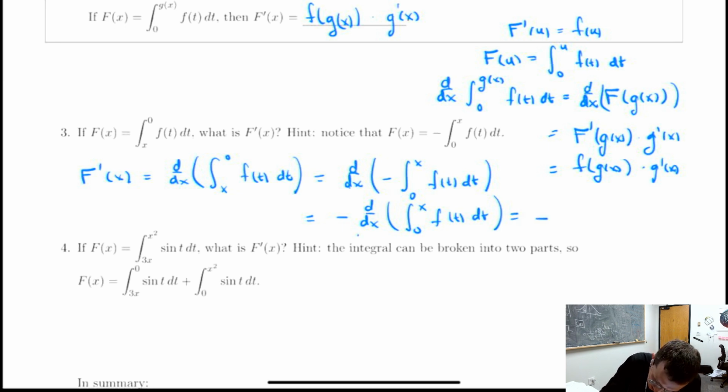So this gives us little f of x. But we also have this minus sign. So the overall effect of having an x in the lower bound instead of the upper bound is that we do just substitute that x into the integrand, but because it was in the lower bound, we end up with a minus sign.